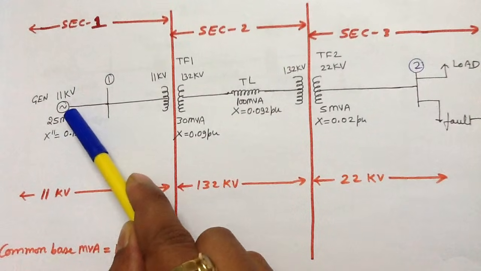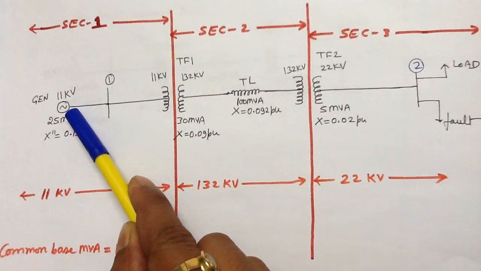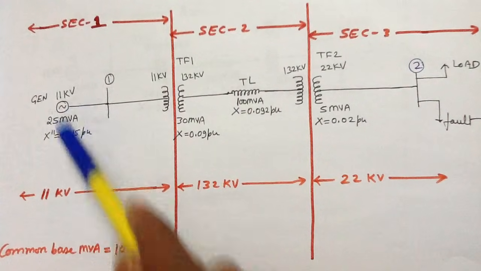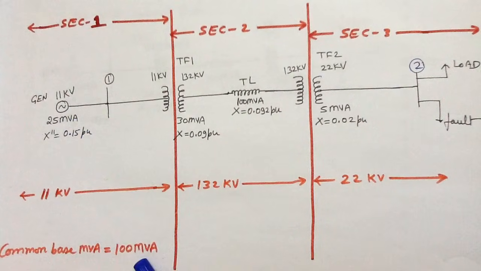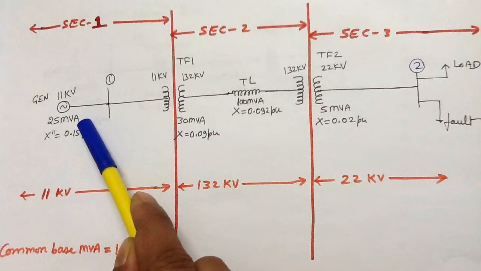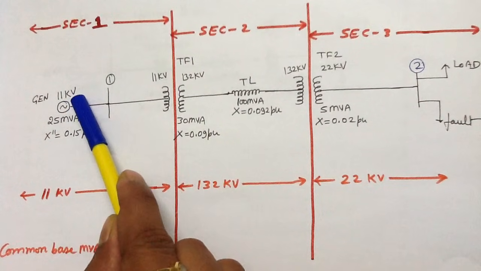What is the new base voltage for generator? The new base voltage for generator is 11 kV. The new base MVA for generator is 100 MVA. The old base MVA for generator is 25 MVA. The old base voltage for generator is 11 kilovolt.